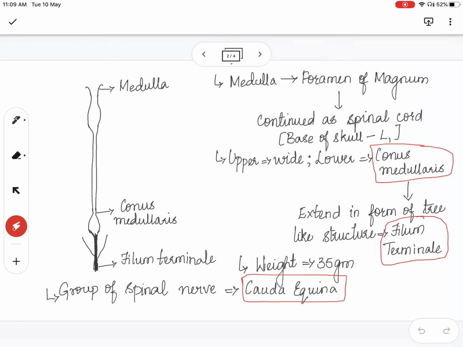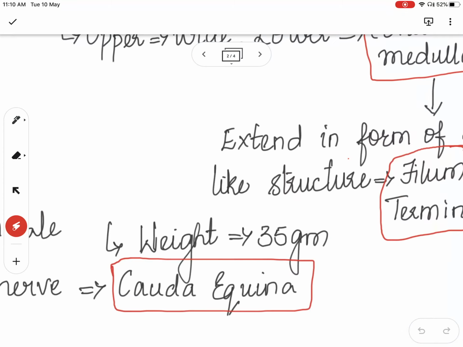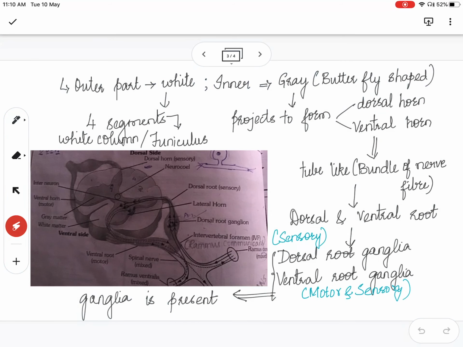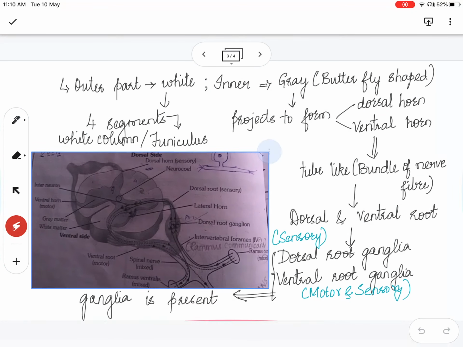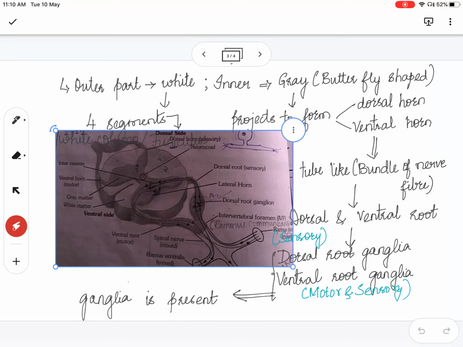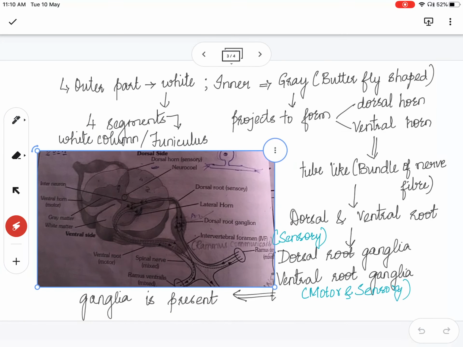Then the next important point: what is the weight of our spinal cord? The weight of the spinal cord is approximately about how much? 35 grams. Whatever points I've mentioned in this whole sheet are very important. One or two questions at least have come from this, so make sure you make a note of all these points. Then coming to the next one, the actual section of the spinal cord. This is the section which I've mentioned over here, so that is the section of our spinal cord.